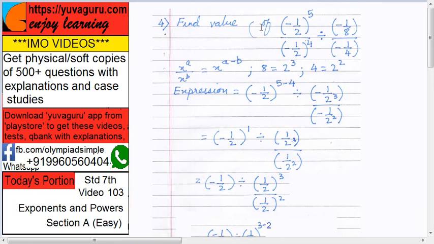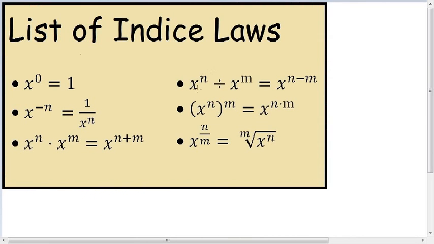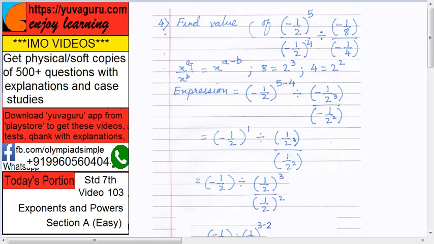Find the value of (-1/2)^5 / (-1/2)^4 divided by (-1/8) / (-1/4). Now remember the laws of indices. x^n divided by x^m equals x^(n-m). Okay. Same here, x^a upon x^b equals x^(a-b).